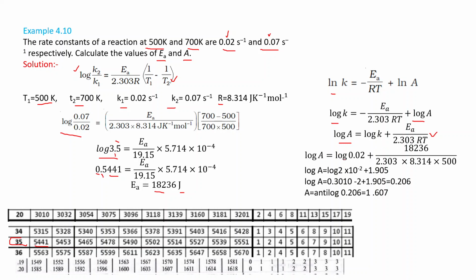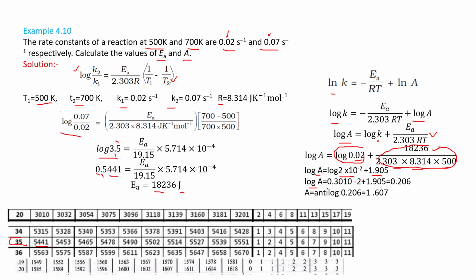Now, this is K. For any temperature we can take either 500 or 700. I have taken 500. For 500 K, K is given as 0.02, plus this EA we have calculated already, divided by 2.303, this is R and this is T. Then log A is equal to this. This can be written as log 2 into 10 to the power minus 2, and if we solve this complete term, it will come 1.905.